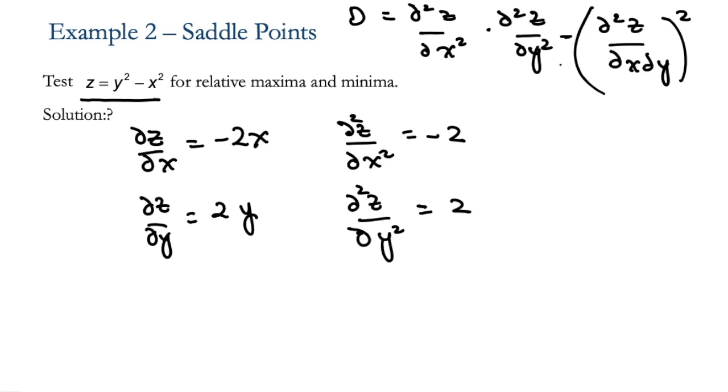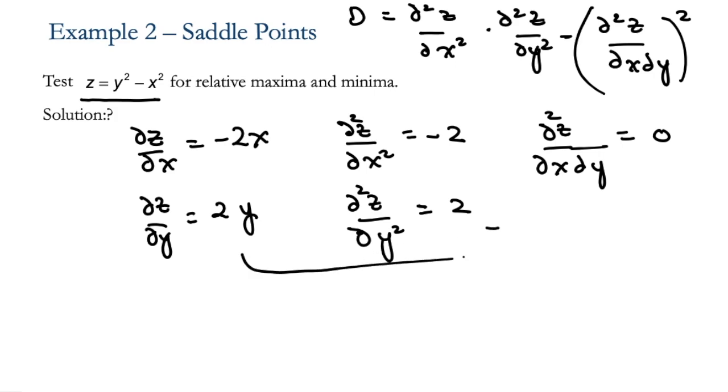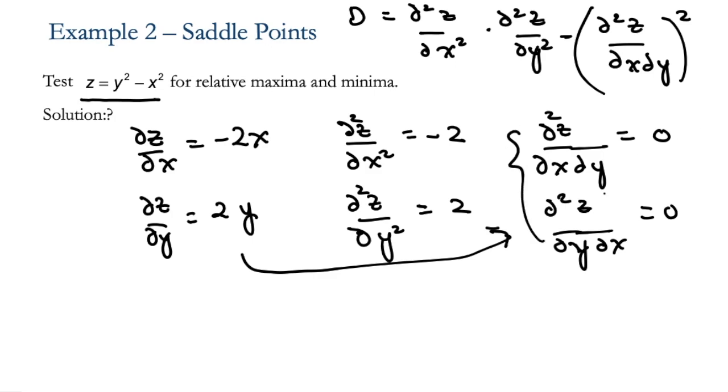Okay, what if I take the mixed partial derivative, delta z over delta x, which we already found here, then differentiate again with respect to y? I get 0. But if we differentiate this the second time, y delta x, we're going to get 0 also. So these two are the same, isn't it?